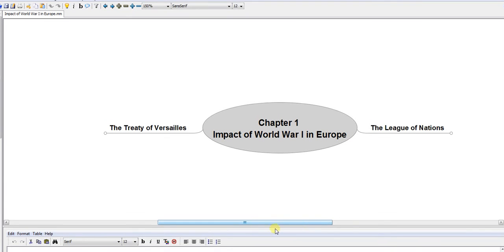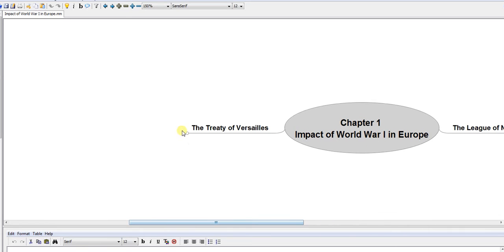Okay, hello guys. Here's just a quick review of Chapter 1, the impact of World War One in Europe. Essentially this chapter has two main parts. Firstly, the Treaty of Versailles, and also the League of Nations, which was in essence a creation of this particular treaty itself. So firstly, we're going to focus on the treaty, and take a look. Some background on it.